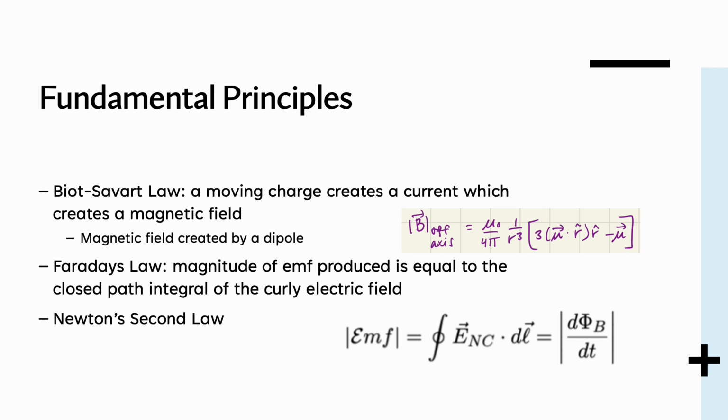The fundamental principles in this lab included the Biot-Savart law, which says a moving charge creates a current, which creates a magnetic field, so a magnetic field is created by a dipole. Then Faraday's law, which says the magnitude of EMF produced is equal to the closed path integral of the curl of the electric field, as well as Newton's second law.